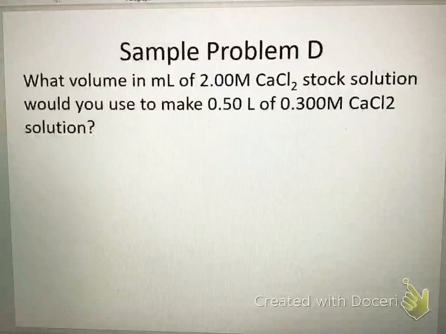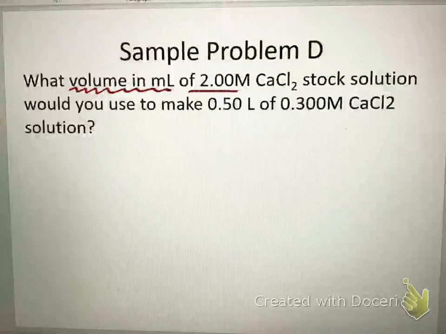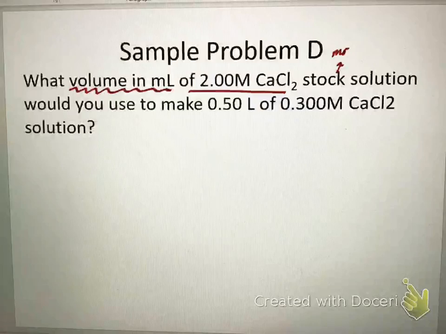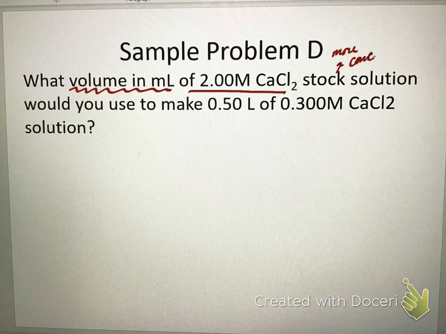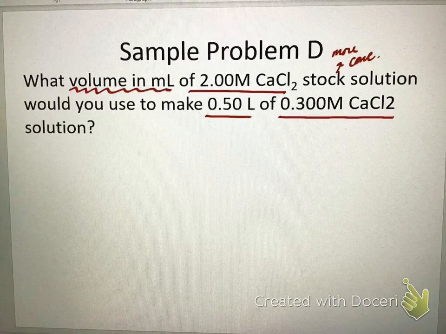What volume in milliliters, okay, so we are looking for volume in milliliters of a 2 molar calcium chloride stock solution. And stock solution just means the more concentrated solution that you're going to add water to dilute. So what volume of this stock solution would you use to make 0.5 liters of 0.3 molar calcium chloride solution?